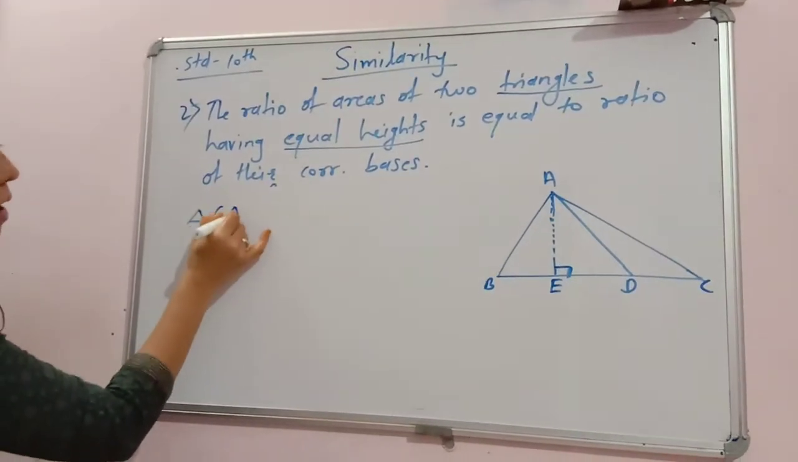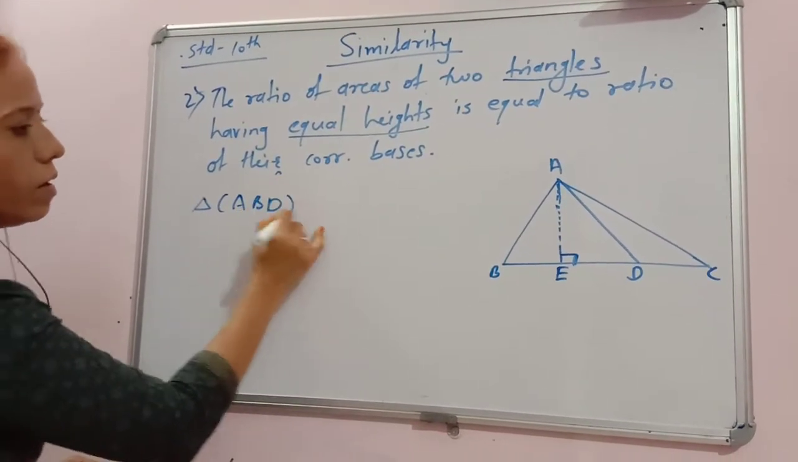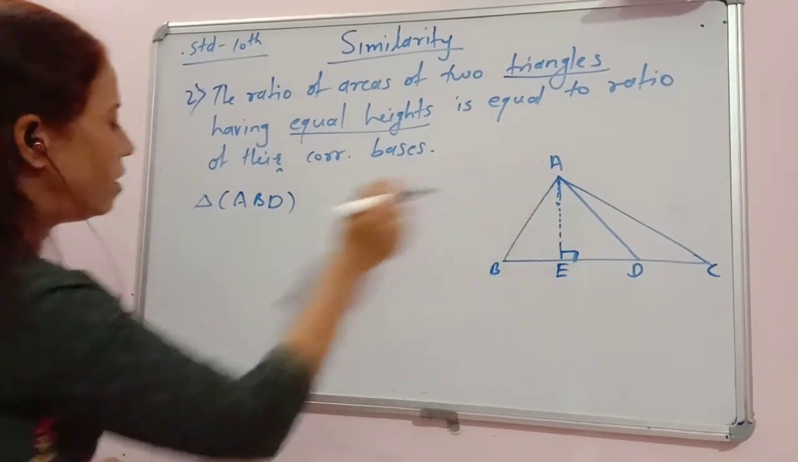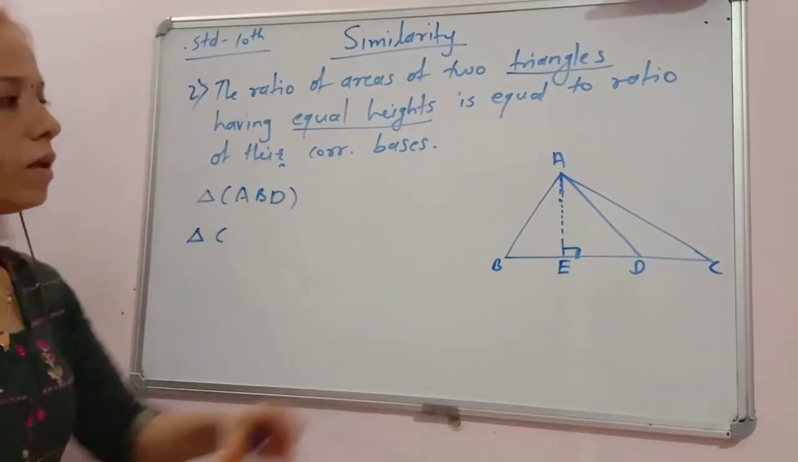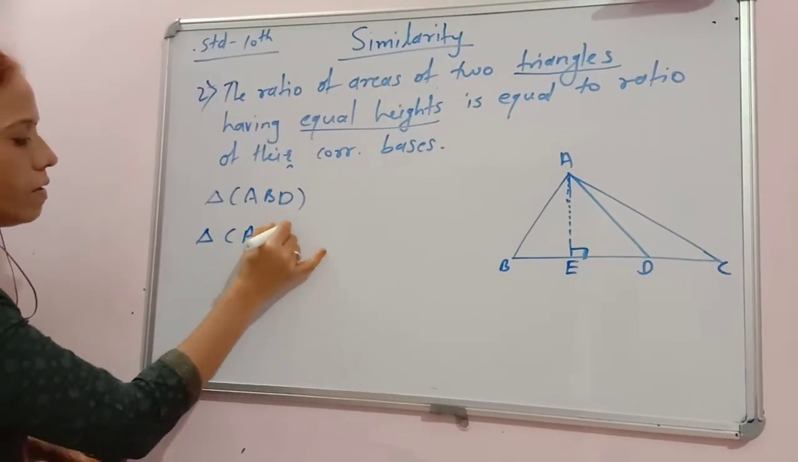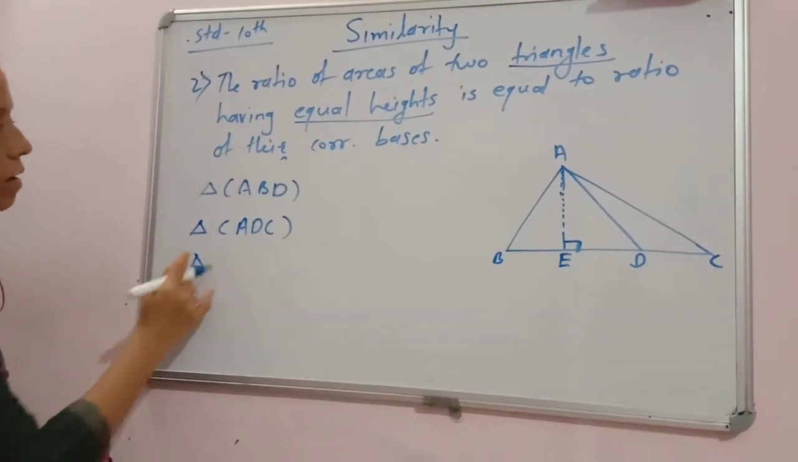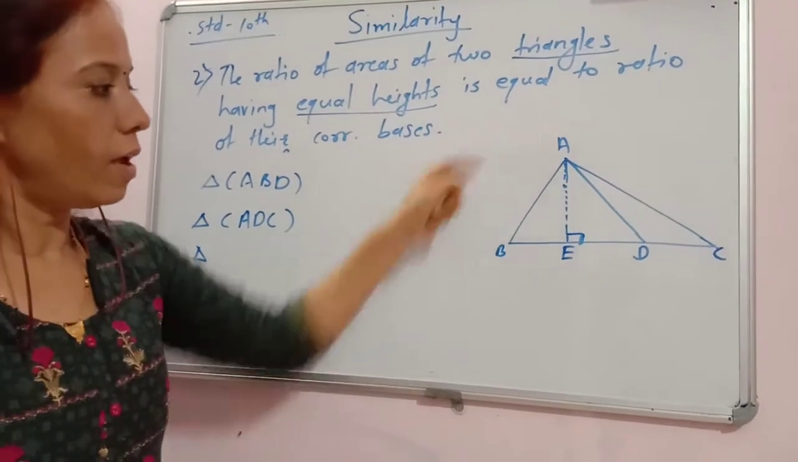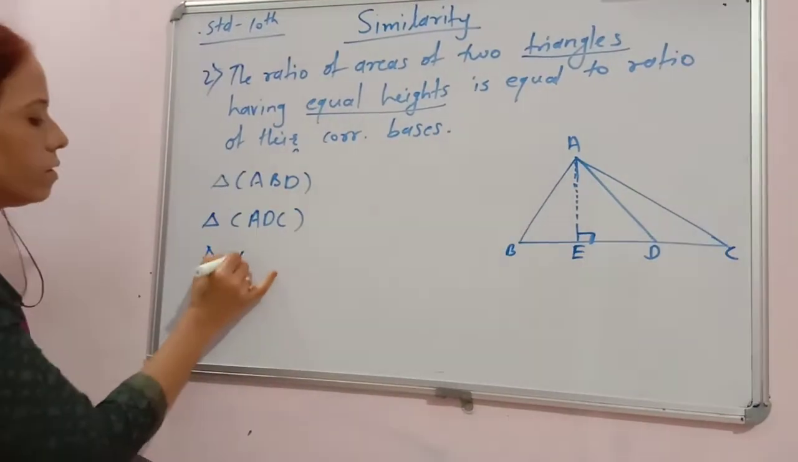Which are the three triangles here which have the same height? Triangle ABD, then triangle ADC, and triangle ABC. Okay, these are the three triangles.